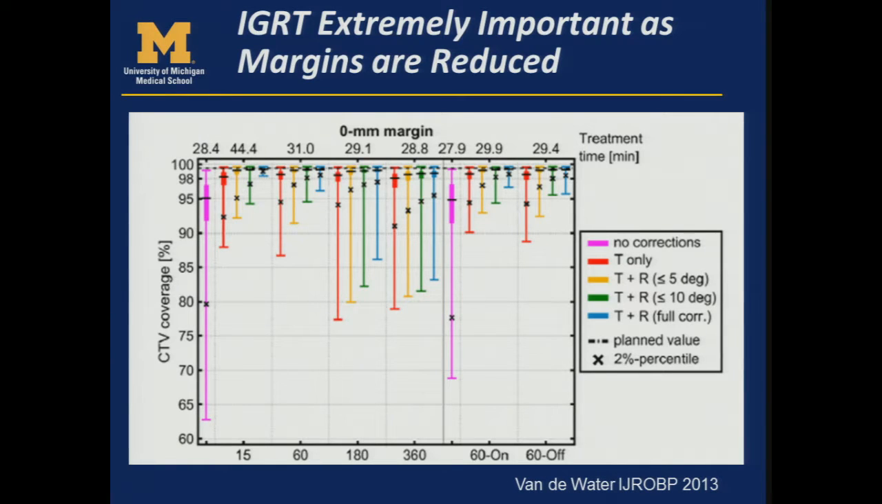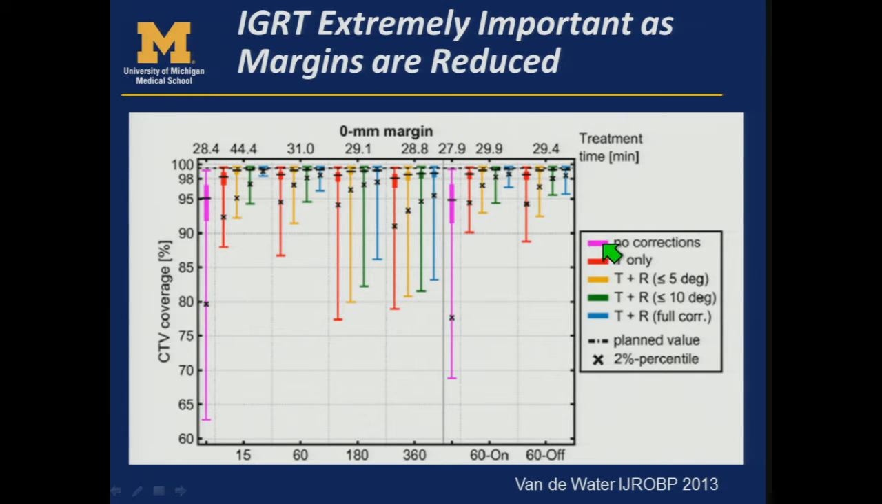IGRT is really important, especially as margins are reduced in this site. This is just showing a study where they had 0 millimeter margins, and they looked at what type of corrections they're doing or required to do for their IGRT.